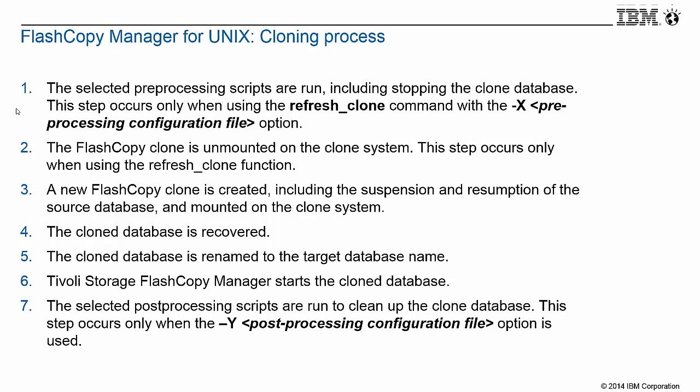And then we go to your production system in step 3 and take a snapshot of the production system, including suspension and resumption of the source database so that you get a consistent copy. Then we take that snapshot, we mount it on the clone system, and we recover it using whatever recovery technology the database or application is going to give us in order to get a consistent copy. So those are going to be different depending on whether it's DB2, SAP, or Oracle.